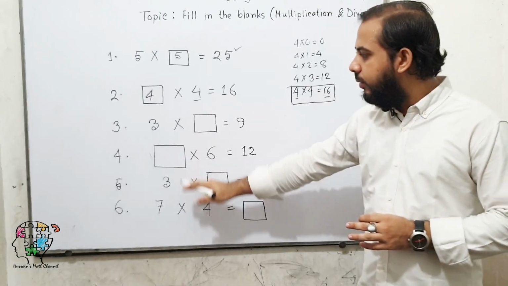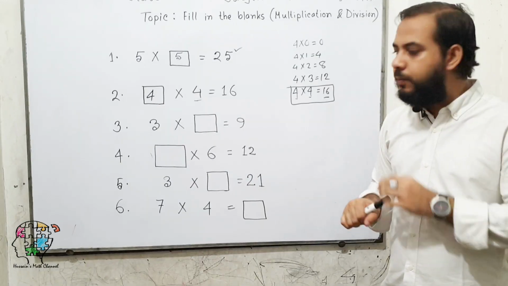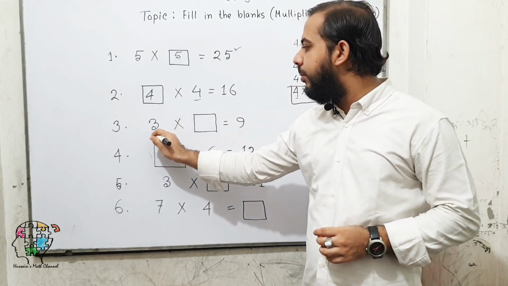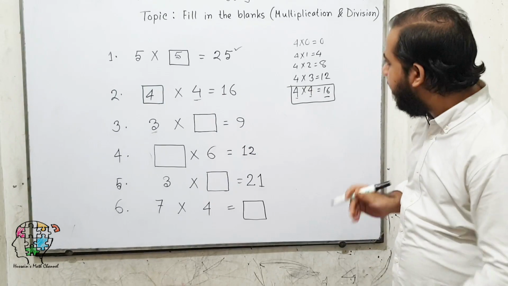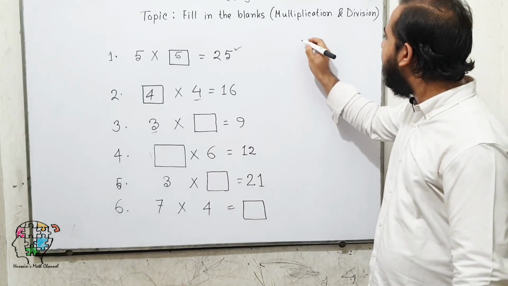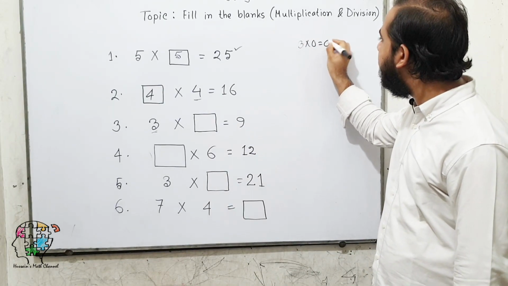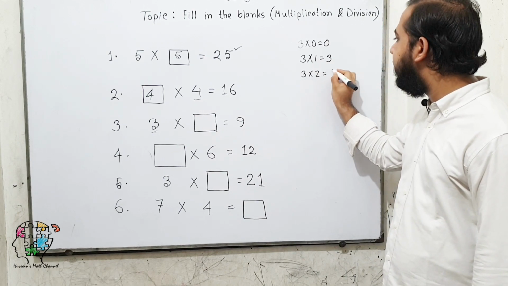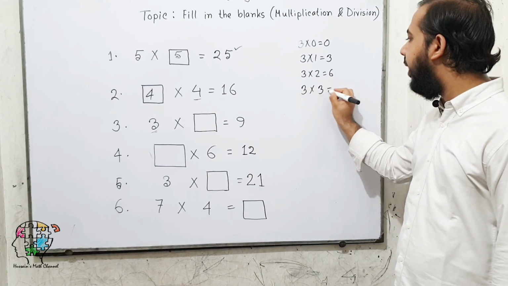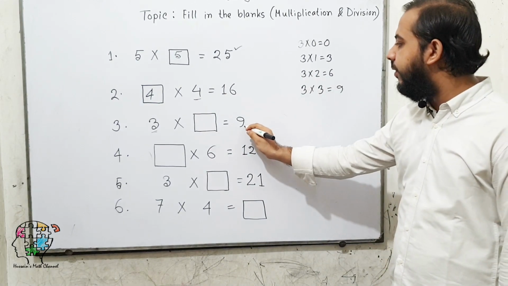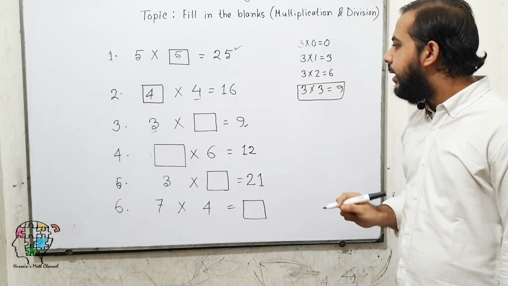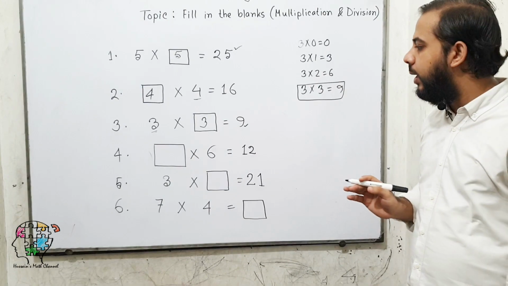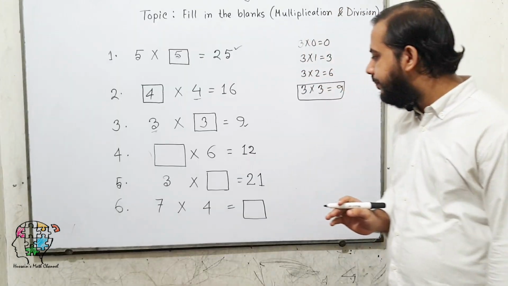Like this, you can solve the other problems also. Here, 3 and 9. So we recite the multiplication table of 3. Now we find 3 zeros are 0, 3 ones are 3, 3 twos are 6, 3 threes are 9. All right, so we find 9 here. So 3 times 3 will be 9. So our answer will be 3 here. All right, now move on to our next question.